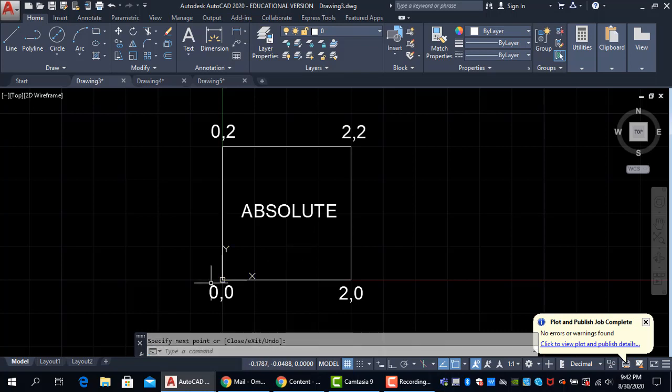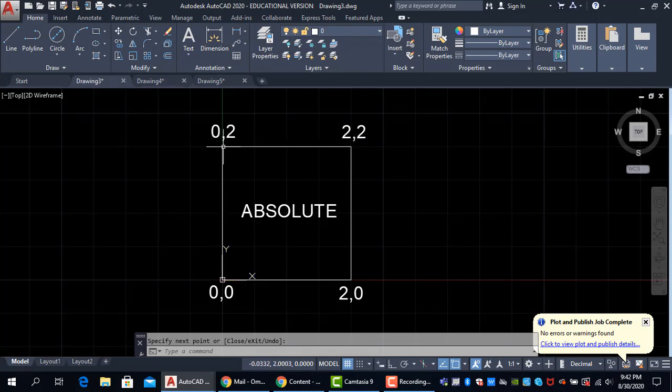So notice that we created this square on the absolute coordinate system. Everything's based off of 0. So we need to find that point. It's 2 on X, 0 on Y. We need to find this point. It's 2 and 2. We find that point.